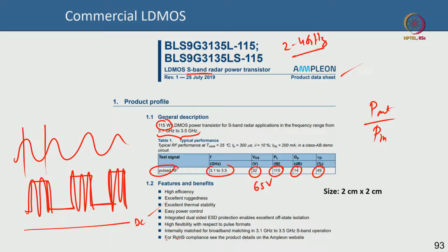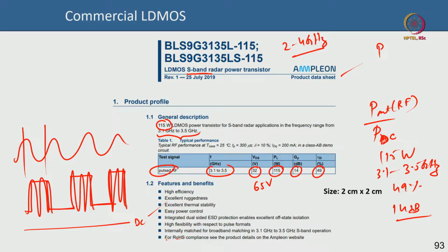Now you remember this is 115 watt at 3.1 to 3.5 gigahertz with an efficiency of 49% and a gain of 14 dB. Sorry, the efficiency is P out of RF by the P DC power that you're supplying. Gain is P out RF by P in RF. This is your gain.